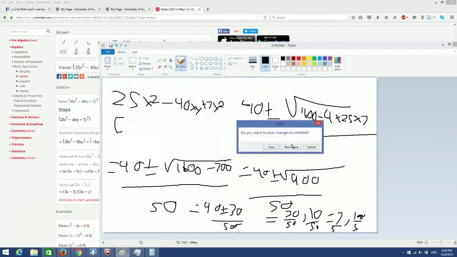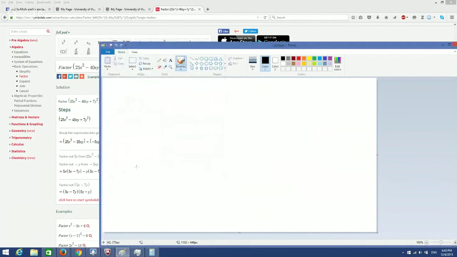Okay, hang on. Let me scroll to a fresh page. Okay, so what's the next one? 9 alpha squared minus 6 alpha plus 1. Okay. 9 alpha squared minus 6 alpha plus 1.